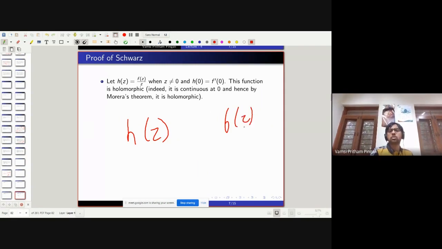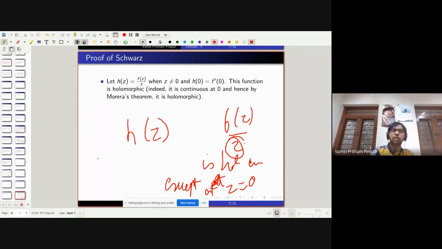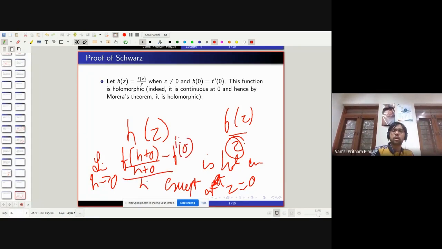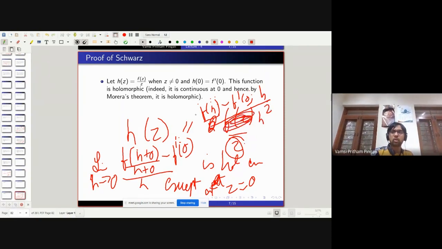Well, of course, f of z by z is holomorphic everywhere except at z equals 0, possibly. That's the only thing that can possibly go wrong, because whenever z is non-zero, the ratio of two holomorphic functions when the denominator is non-zero is holomorphic. So what can happen at z equals 0? Let us see that it is indeed complex differentiable. So this is f of 0 plus h minus f of 0 minus f prime 0 times h divided by h, right? Limit as h approaches 0. Why does this limit exist?